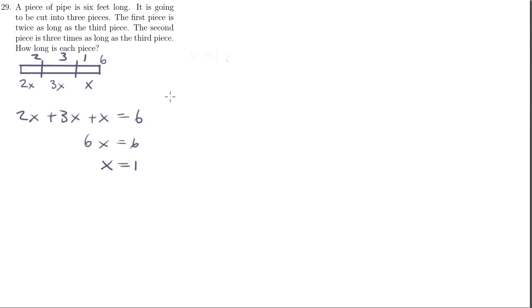In 3, 2, 1. 2 plus 3 plus 1 is 6. This checks out. This checks out. The pieces are 1, 2, 3 feet long. Feet, feet, feet. There we go. Great. Next question.